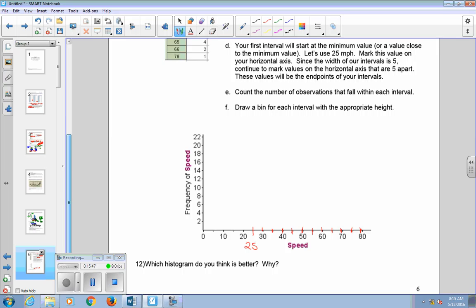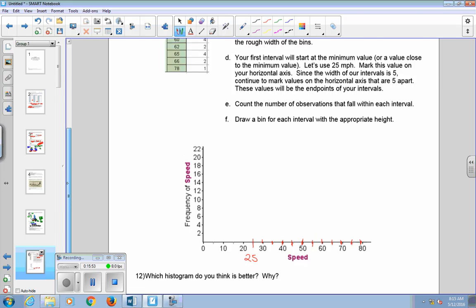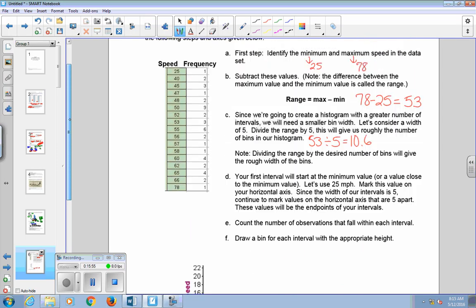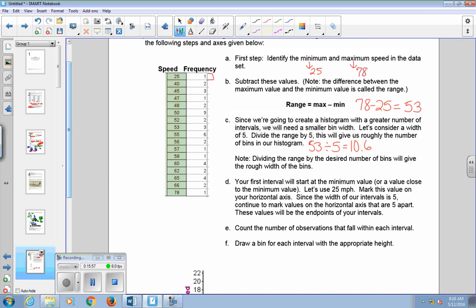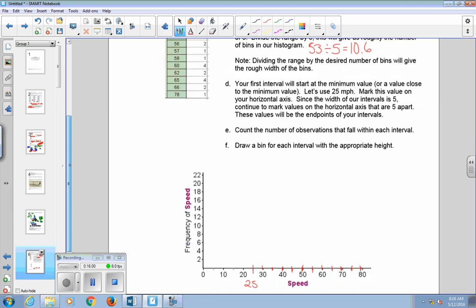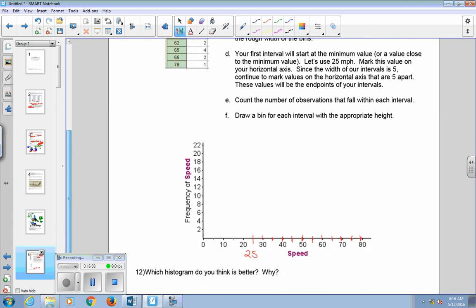And then we're going to count the number of observations that fall within each interval and draw a bin for each interval with the appropriate height. So we need to look at our first interval from 25 to 30. It's just going to have 1 coaster in it. Let's come back down. We'll put a height of 1 for that first bar.